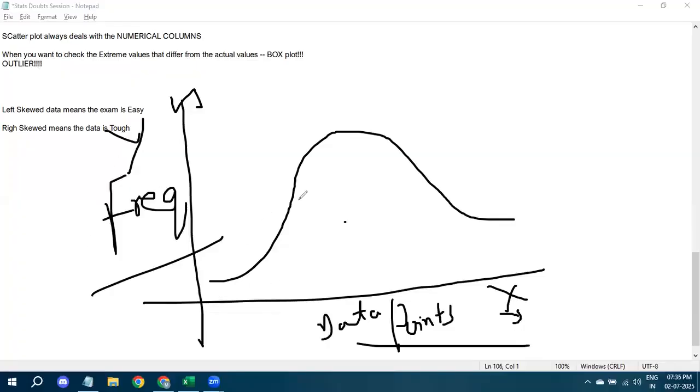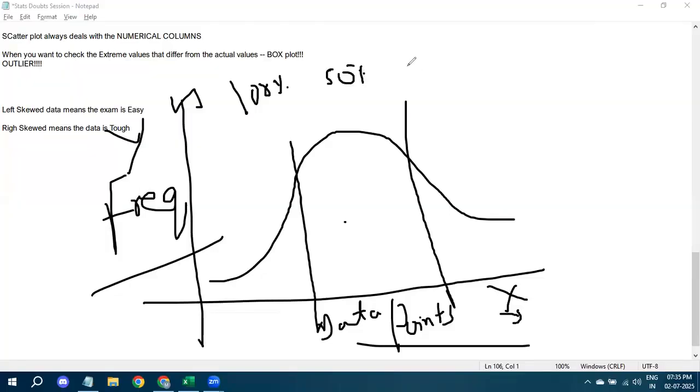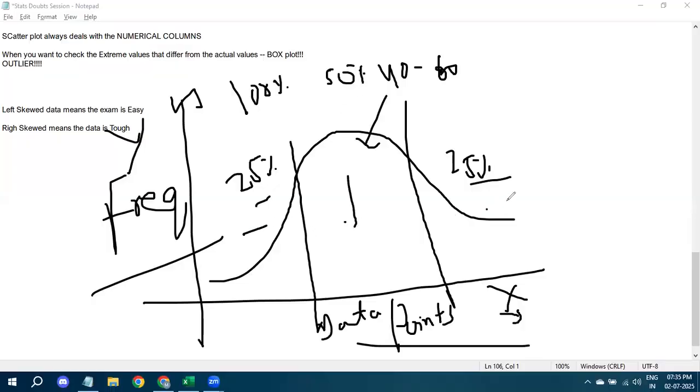Now, when I conduct an exam, this is a normally distributed plot. For example, there are 100 students, out of which 50 students scored between, let's say, 40 to 60. Below them, 25% of people fall on the left-hand side. Another 25% fall on the right-hand side. This is called the normal distribution curve. 50%, 25, 25.